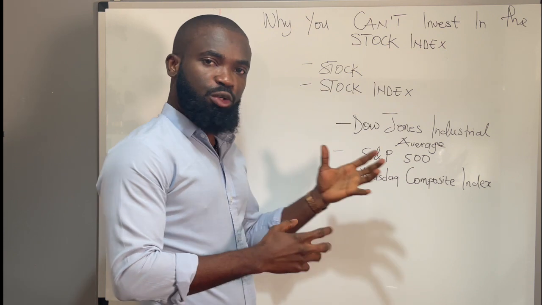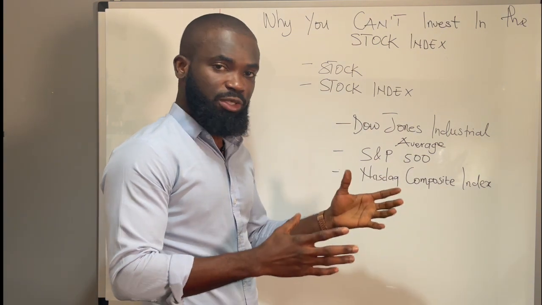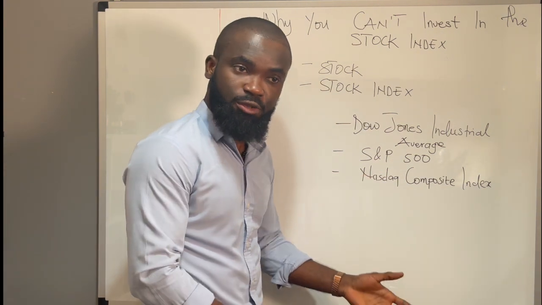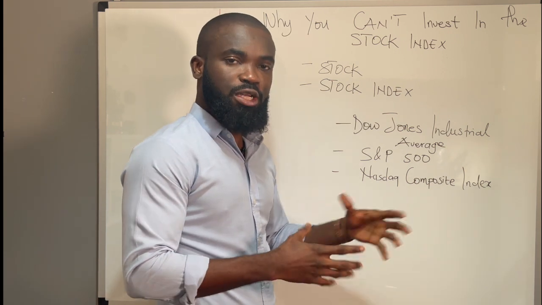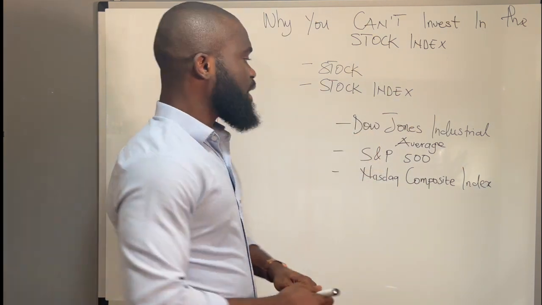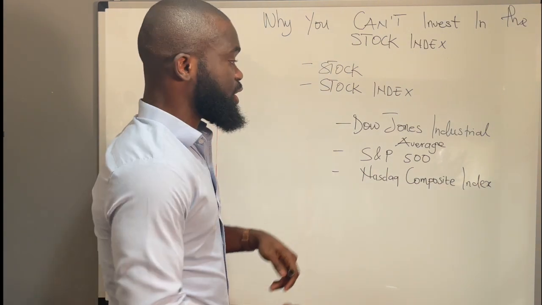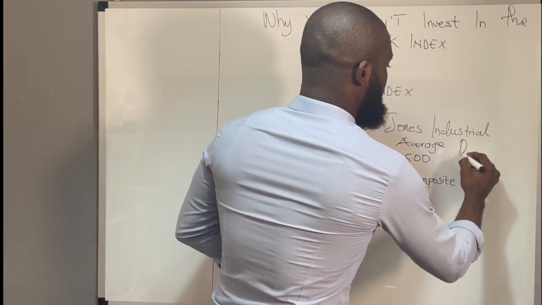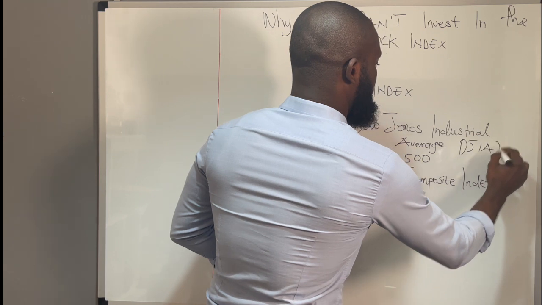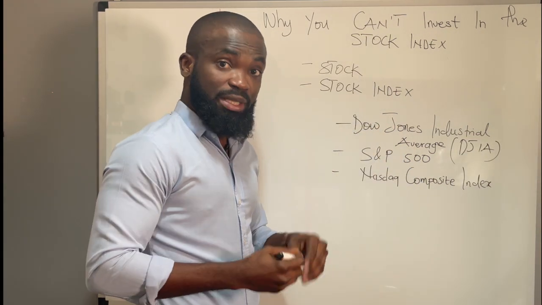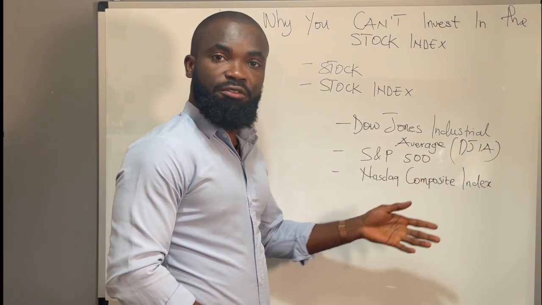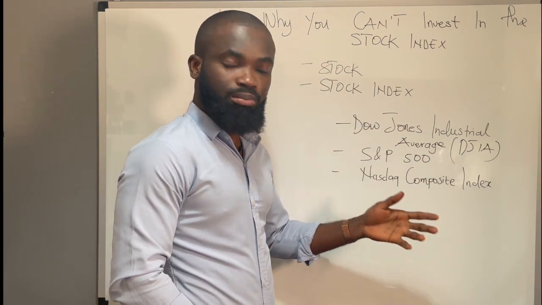Let's go on to look at some of the popular stock indices on the market, because if you want to start investing today, you are likely to invest based on the performance of those stock indices. All right, so we have the Dow Jones Industrial Average, which is normally written as the DJIA. This is one of the oldest stock indices on the market. The Dow Jones Industrial Average practically represents 30 blue chip companies.